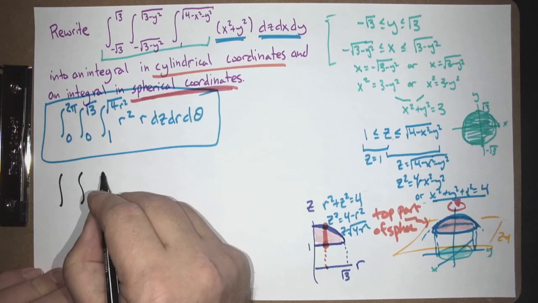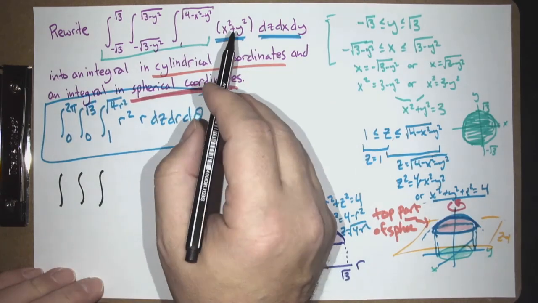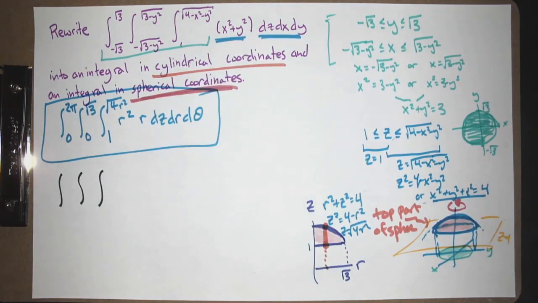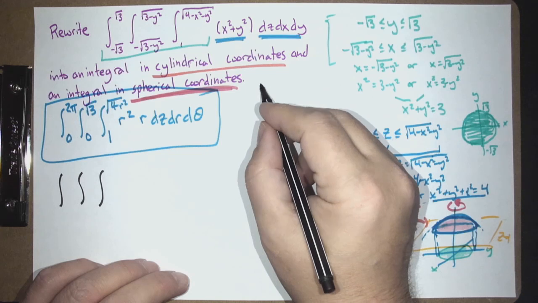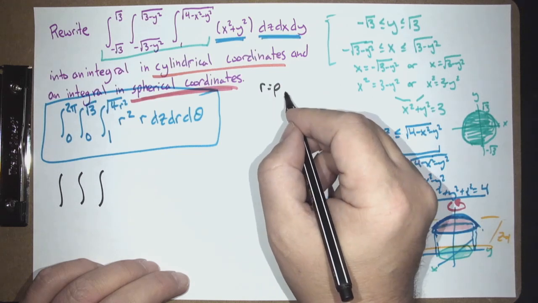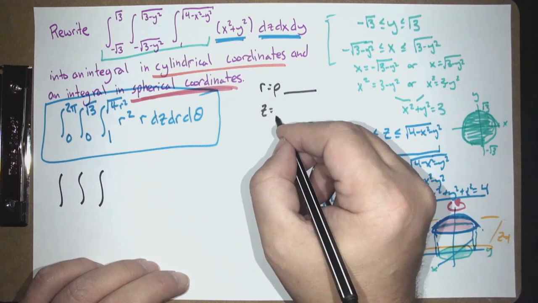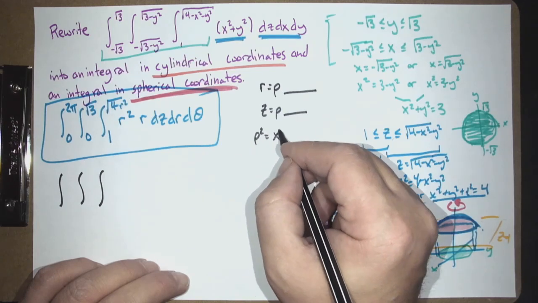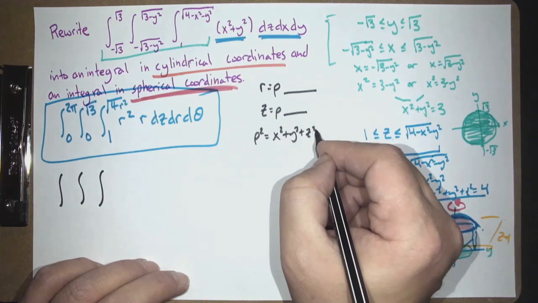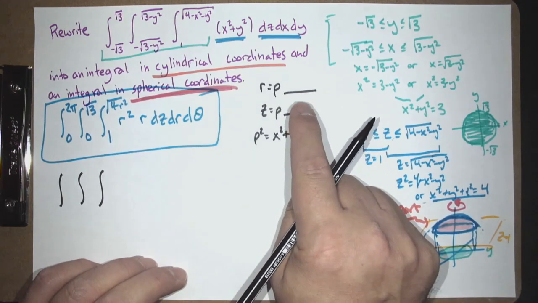Integral, integral, integral, x squared plus y squared. What will that become? Okay, great. R squared is not a bad answer. I like r squared. So we remind ourselves of a couple facts. R equals rho something. Z equals rho something. Let's see if you can remember this. Rho squared equals x squared plus y squared plus z squared. Do you remember what goes in?